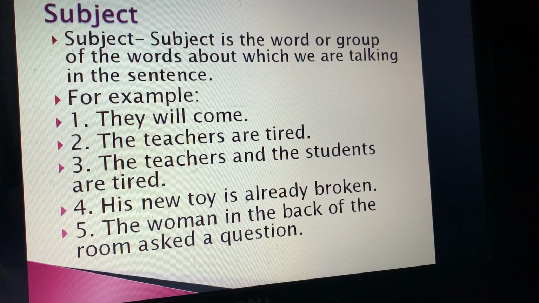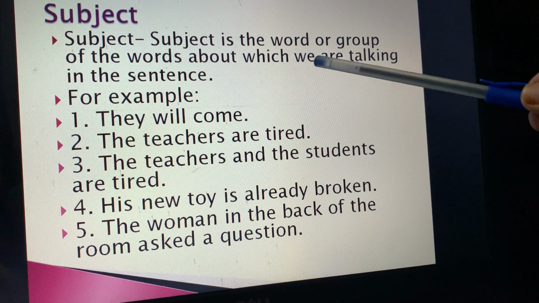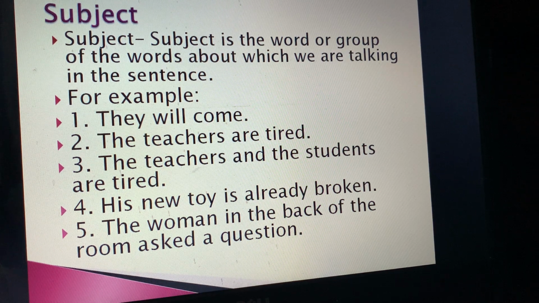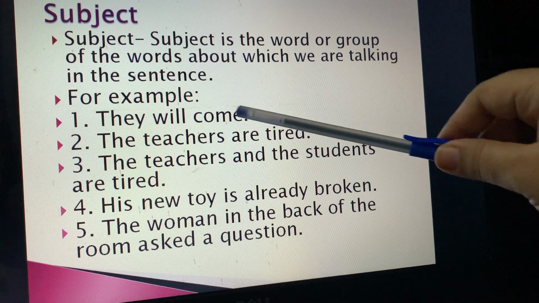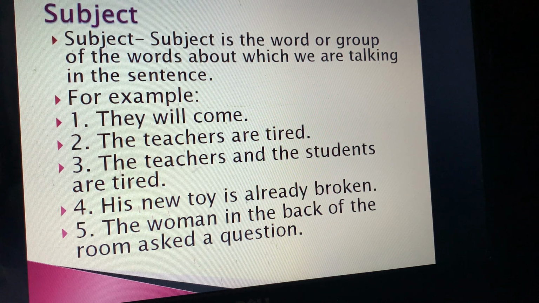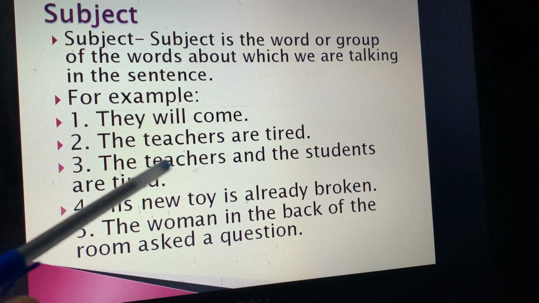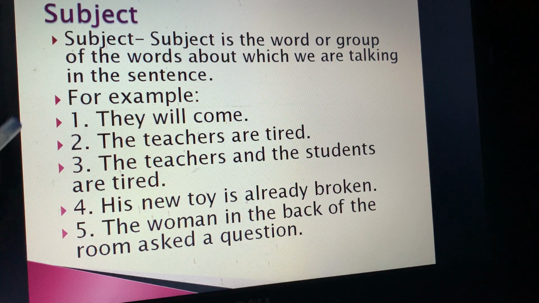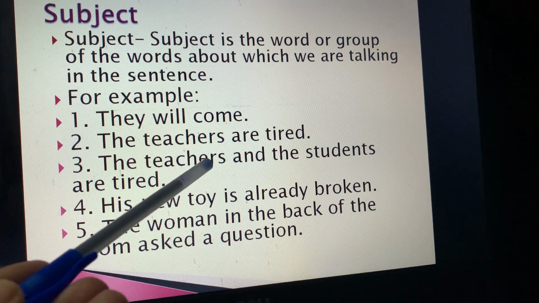What is subject? Subject is the word or the group of words about which we are talking in the sentence. I have told you that it is the word or the group of words, means it is basically the doer in the sentence about which we are talking. Fine. So the examples, they will come. Now who will come? किसके बारे में बात कर रहे हैं? Who will come? They. So they is the subject over here. Fine. The teachers are tired. So what is the subject over here? The teachers. The teachers and the students are tired. Now who are tired? Teachers and the students. So the subject over here is the teachers and the students.